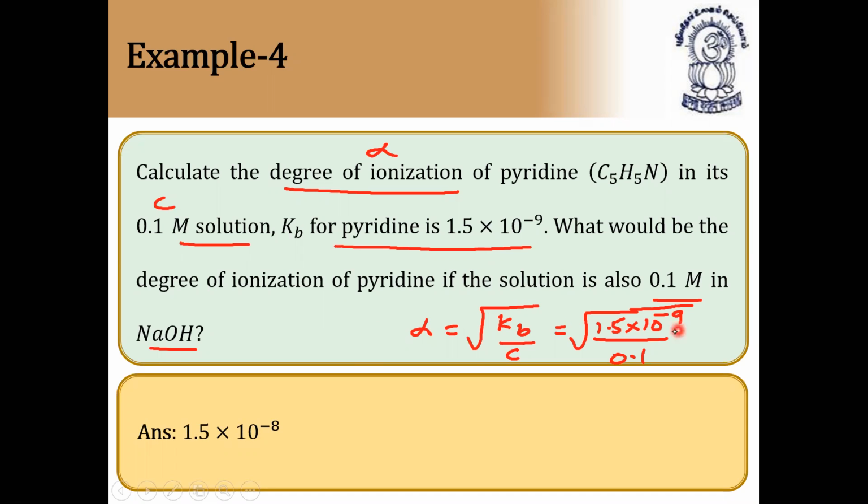So it is root of 1.5 into 10 to the power of minus 8. That is the value of alpha in the NaOH solution, because 10 to the power of minus 9 goes to the numerator and it becomes 10 to the power of minus 8. Both alphas they are giving, so alpha square, if you take it, is 1.5 into 10 to the power of minus 8.